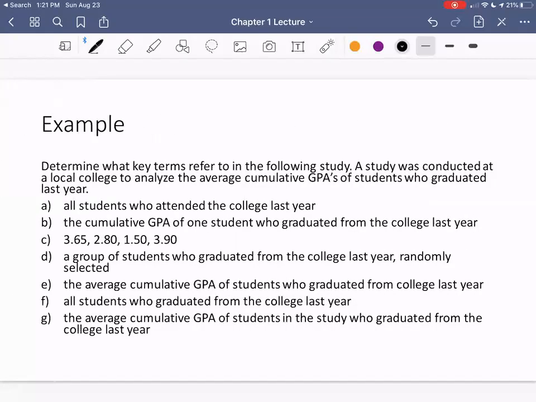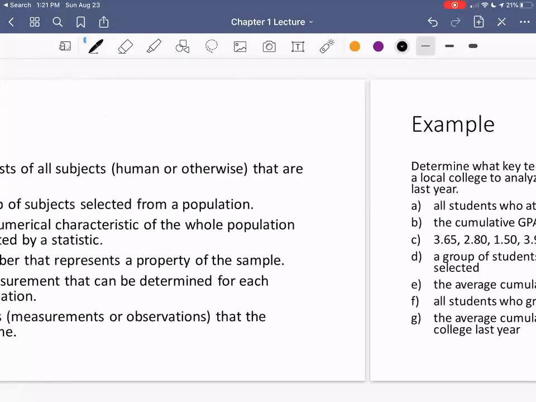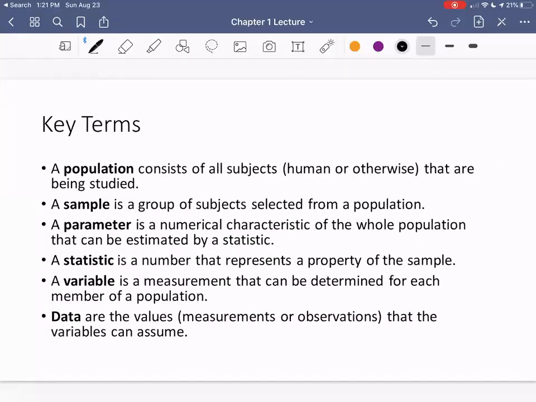All right, so our example says: determine what key terms refer to in the following study. A study was conducted at a local college to analyze the average cumulative GPAs of students who graduated last year. There are 7 different options, but we only had 6 terms. So if you remember, we have 6 here, so there's going to be one that we don't use.